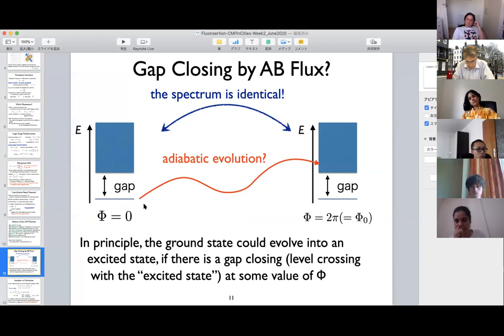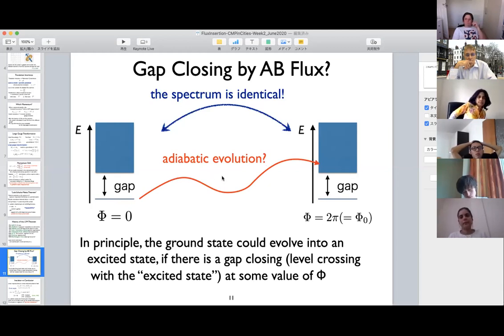Then I insert a flux adiabatically. Then after insertion of a unit flux quantum, the spectrum must be the same as zero flux. That's exact by gauge invariance. But in principle, somewhere in the middle, the gap may close, or some states might come off from the excited states continuum, and maybe you can have a crossing between the excited state and the ground state. Then you switch between ground state and excited state.